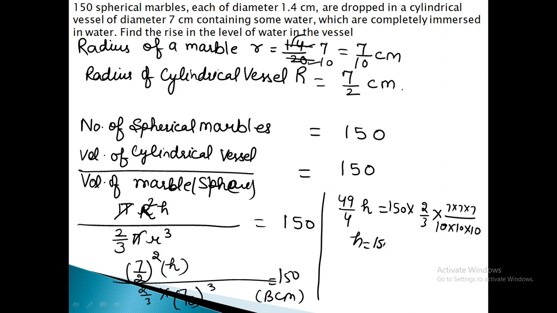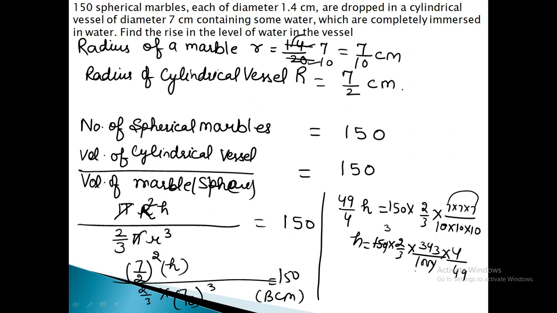H is equal to 150 multiply 2 by 3 multiply 7 three times, we will get 343, and 10 three times we get 1000, and multiply 49 by 4 will be reversed on the right side. When we bring any value from left to right, if that value is in fraction form, that value will be reversed. 4 by 49. Now here you can cut 0 with 0.